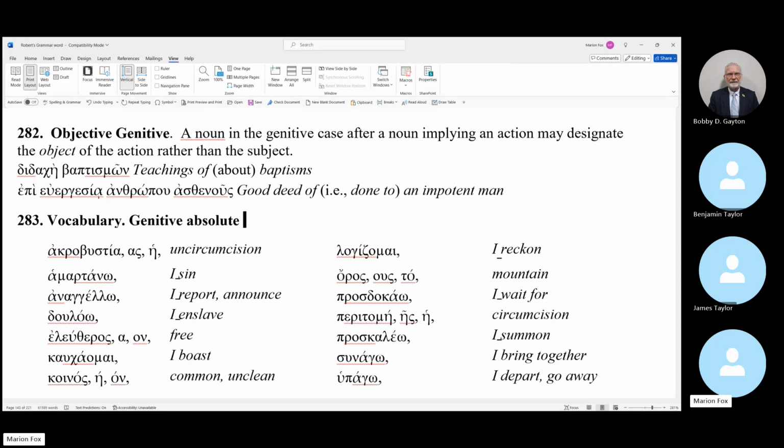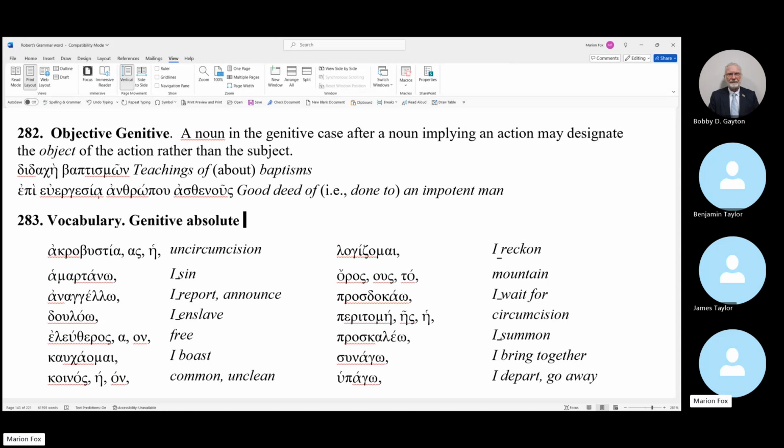But in Greek, I had to use the accusative case direct object. I had to make it do something. I had to use an infinitive. Okay, so that makes sense what we're saying?